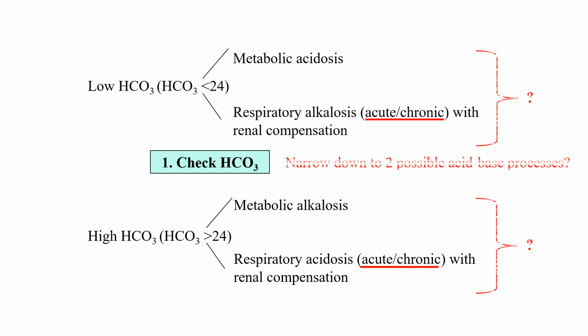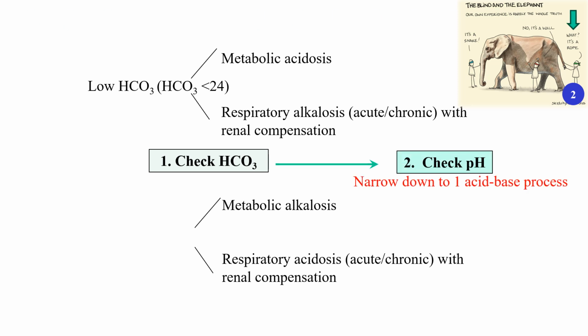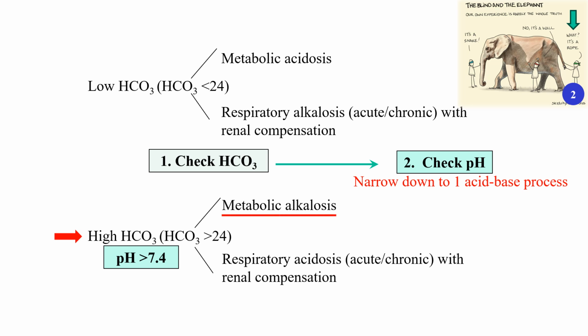Moving on, how do we choose which of the two possible disorders a patient may have? We check the pH to decide on the first most likely acid-base disorder. For example, if we have a high serum bicarbonate, above 24, and the pH is greater than 7.4, we are safe to guess that the first acid-base disorder is metabolic alkalosis, because if we had a respiratory acidosis, we would expect the pH to be less than 7.4.